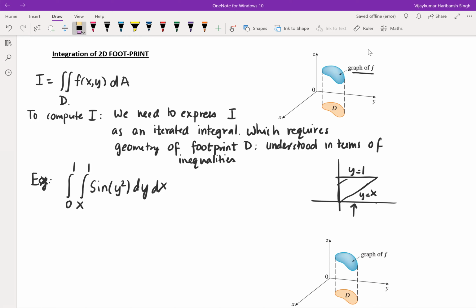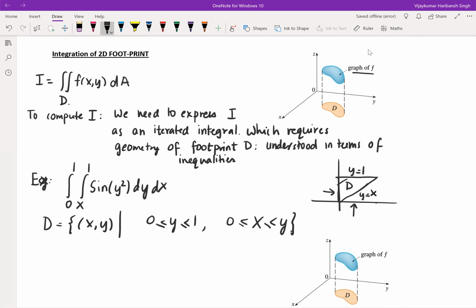I should just write D there. So we need this region D to be able to write the iterated integral. However, note the following: this integral cannot be computed directly, because sine y squared does not have an elementary antiderivative. So we will reverse the order of integration. When you write region D with x first, your x changes from 0 to y, and your y changes from 0 to 1.